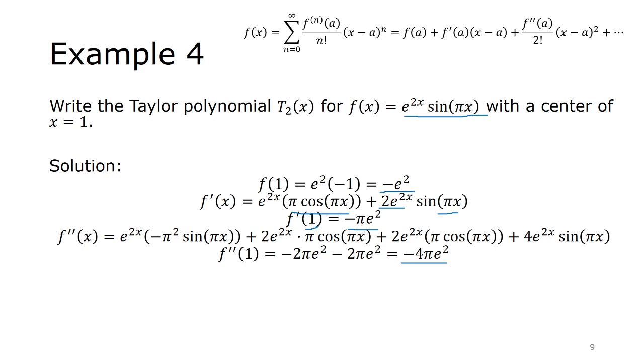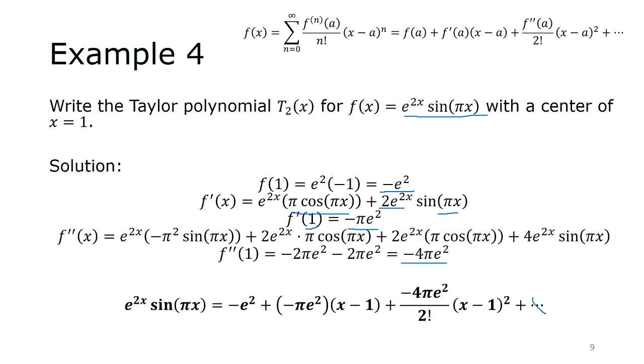And so that Taylor polynomial of order 2, again, we don't necessarily need that ellipsis here, but we can say that this is approximately, if we get rid of the ellipsis, the constant term, that was this one, f of a, that's negative e squared, plus the linear term, f prime of a, is negative pi e squared times x minus a, which is x minus 1, plus the quadratic term, which was this one, right? We do negative 4 pi e squared for our derivative value, divided by 2 factorial, times x minus 1 squared.